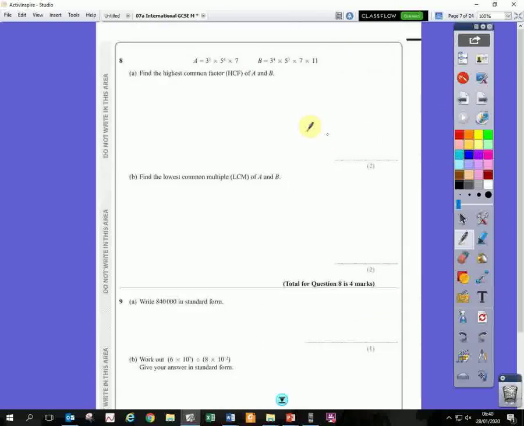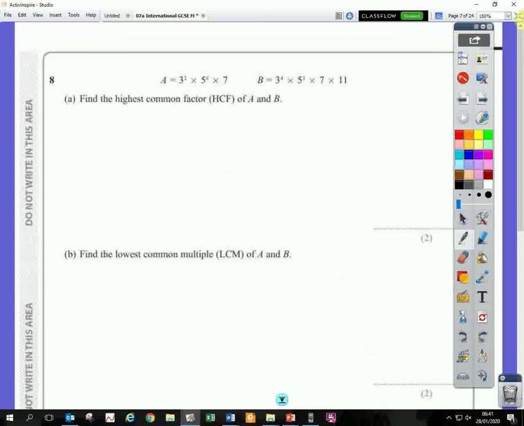Next question, find the highest common factor. Right, so with this, there is a technique where you can use a Venn diagram for this. You could also just look at the numbers and work it out. For the highest common factor, you go through each of the different prime factors and look for the highest power of each different prime factor, provided it is common to A and B.